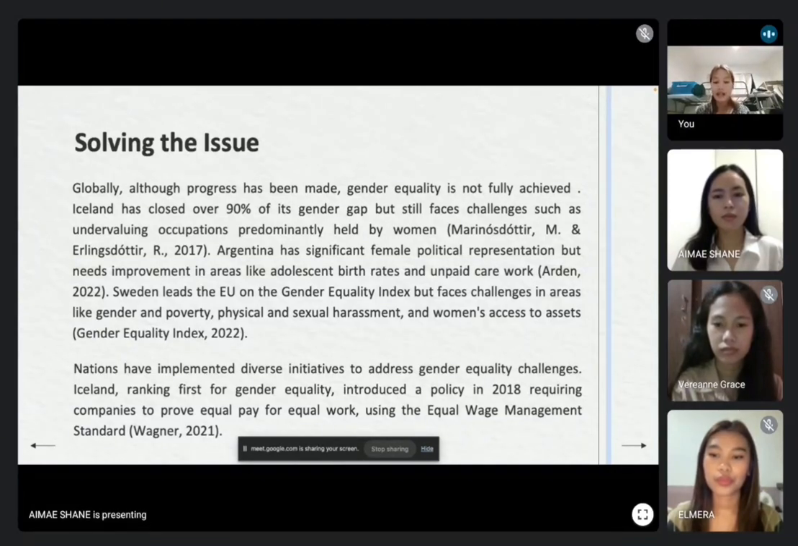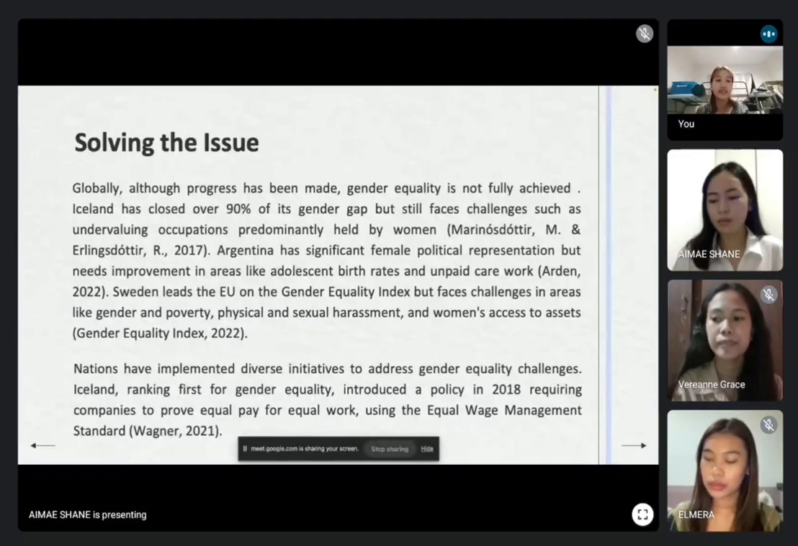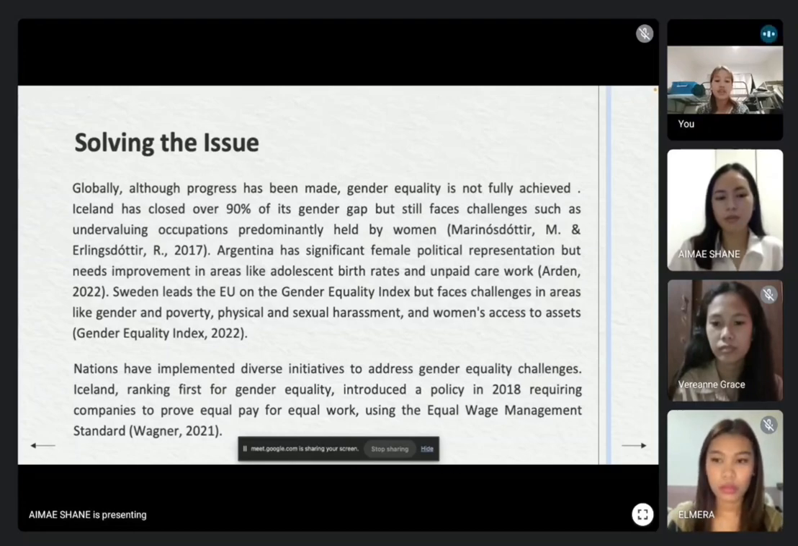The country ranks 19th in the 2020 Global Gender Gap Index. Some initiatives like the Gender and Development Program, or GAD, and the Gender Fair Education Policy promote equality. However, cultural norms and stereotypes still hinder full gender equality, and traditional roles limit women's opportunities. In the current situation, despite the efforts that these countries have made, gender equality has not been fully achieved in any country. Iceland has closed over 90% of its gender gap, but job valuation issues persist.